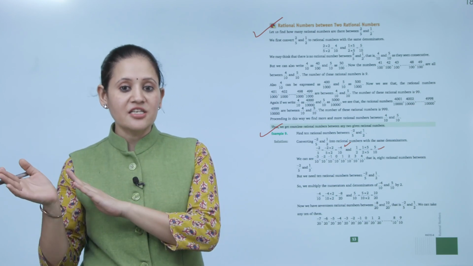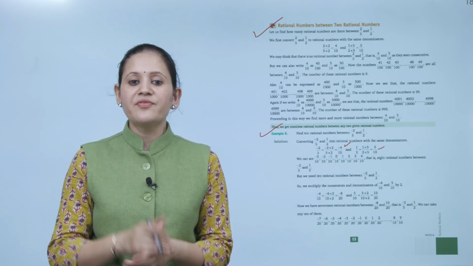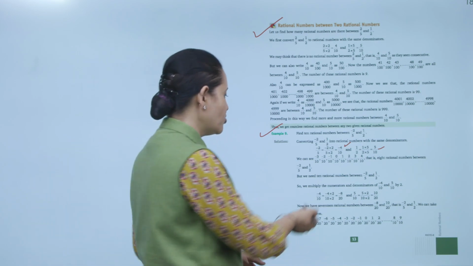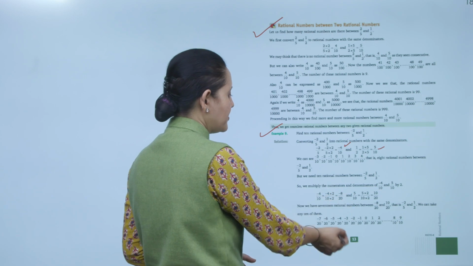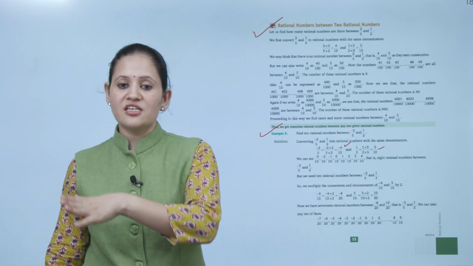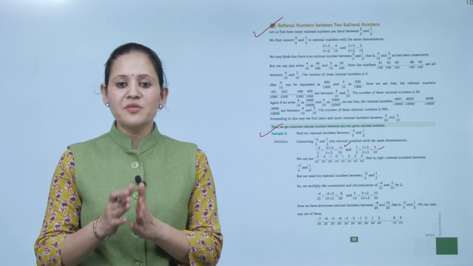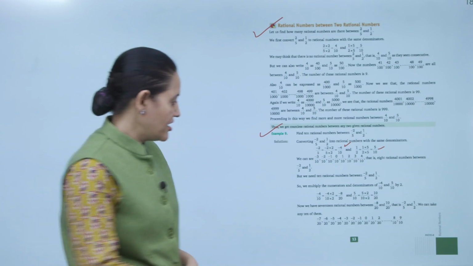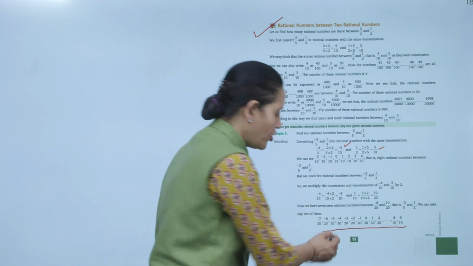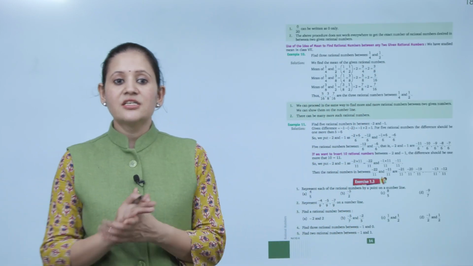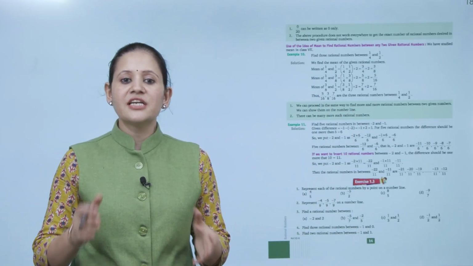But we need 10 rational numbers between minus 2 by 5 and 1 by 2. So we'll multiply the numerator and denominator by 2. So we'll get minus 8 upon 20 and 10 by 20. Now we have the 17 rational numbers between minus 8 by 20 and 10 by 20. So we can write any 10. We can take any 10 of these. 0 by 20 can be written as 0 only.